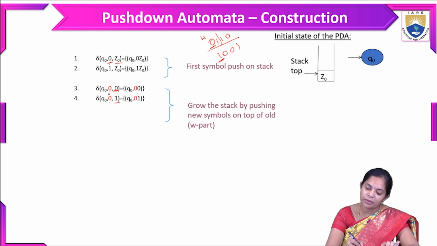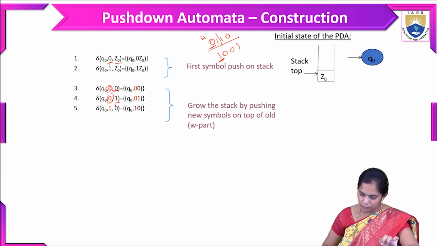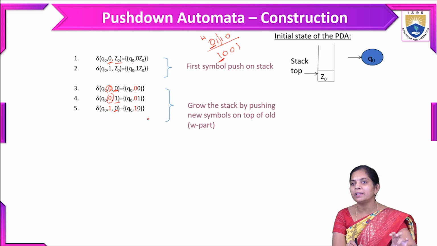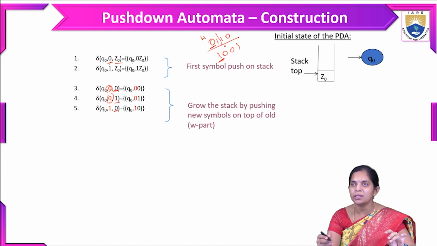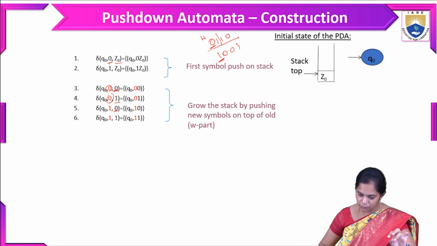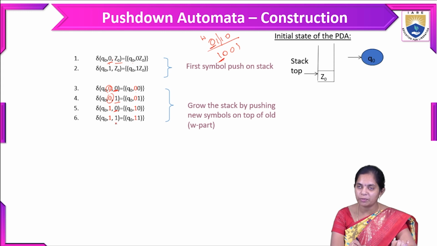Same thing for 0 finished, and next we take 1, and for the two conditions the top of the stack symbol is either 0 or 1. So 1 is the input symbol and the top of the stack symbol is 0, and we have to push whatever is there in the string, either 0 or 1, into the stack. And for 1, we take 1 as input and the top of the stack symbol is 1. We have to push that 1 into the stack.